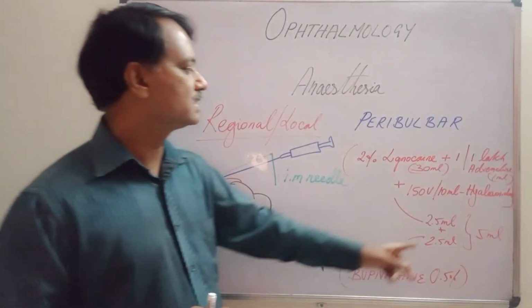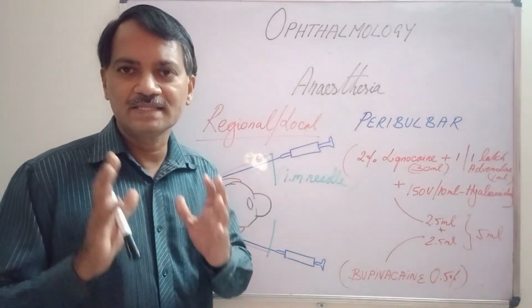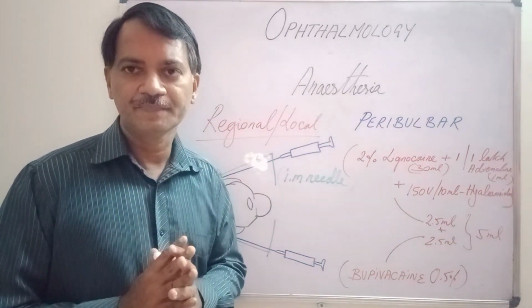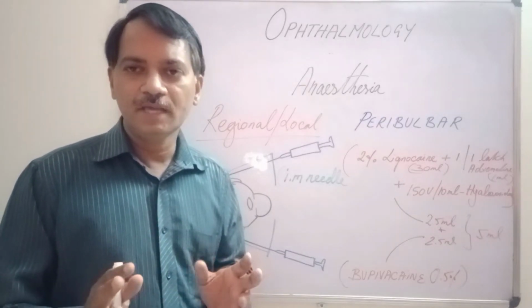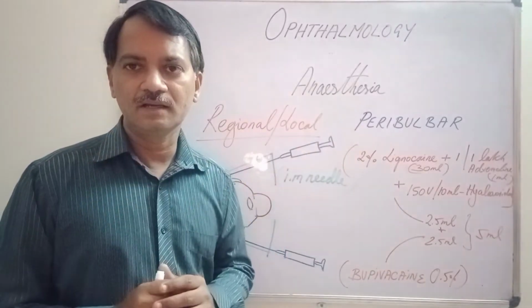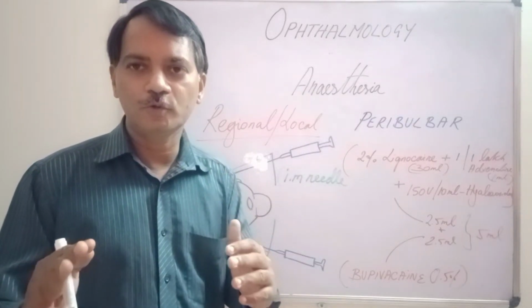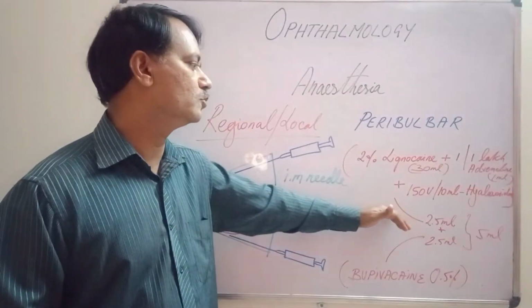It will not get absorbed into the bloodstream, so the patient will have a longer anesthesia. Why do we use this hyaluronidase? This is being used because this is an enzymatic substance. When you are giving anesthesia, this enzyme will make the drug penetrate faster into the orbit for the anesthesia to take its effect as soon as possible. That's why it is being used.